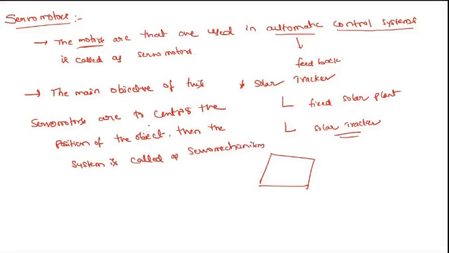Let me explain this one. Here, control the position. Position means it will change from one place to another place. Suppose you go for the solar tracker.